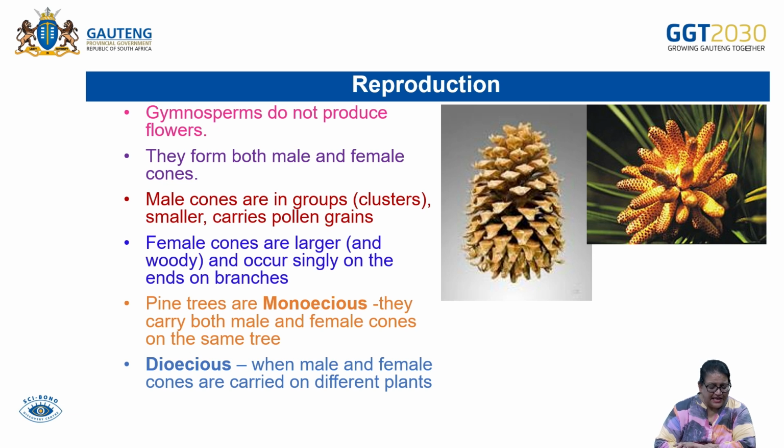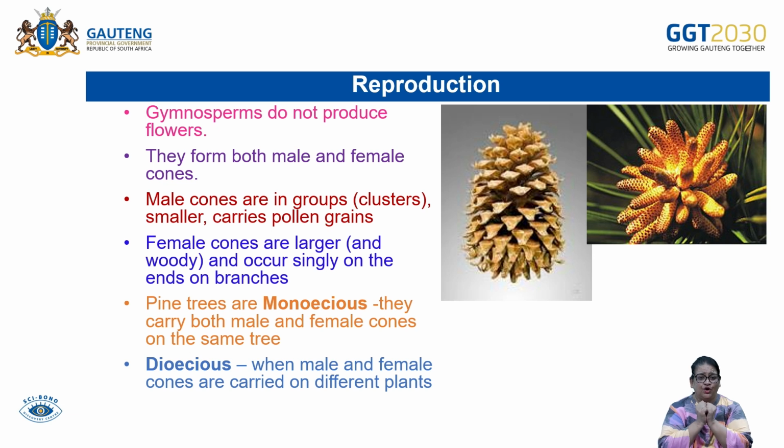So female cones are larger. You can see it's large, it's single, and they occur singly, okay? And on the scales, this is called the ovuliferous scales. When the ovule is there, the leaves of these are all like woody leaves. They all seal up because they protect the ovule.